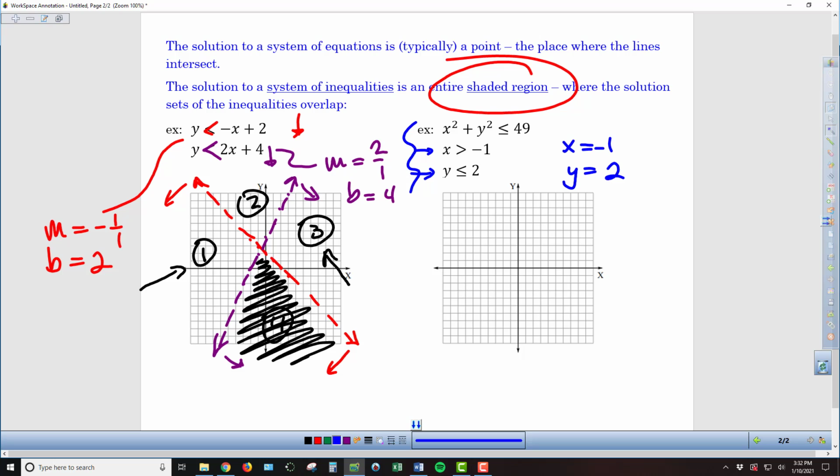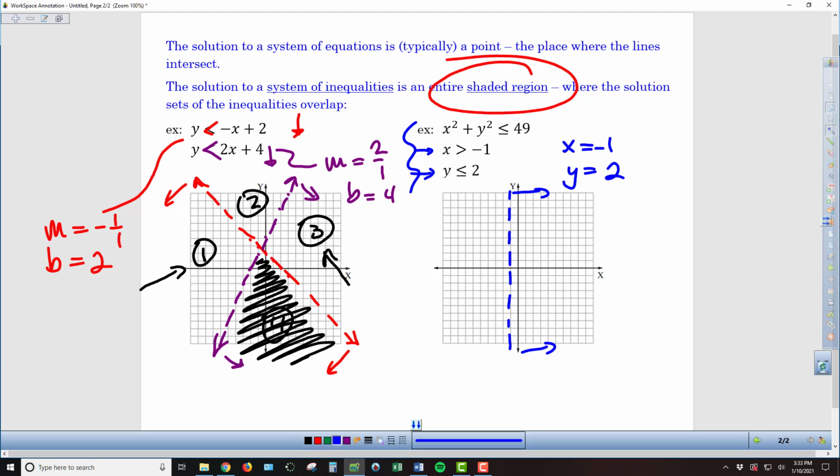So I'm going to go to -1 and I'm going to put in a vertical dotted line to represent that x equals -1. Now it says x is greater than -1. Well, the x's that are greater than -1 are going to be to the right of that line. So I'm just going to make a notation to indicate that I'm supposed to shade over there.